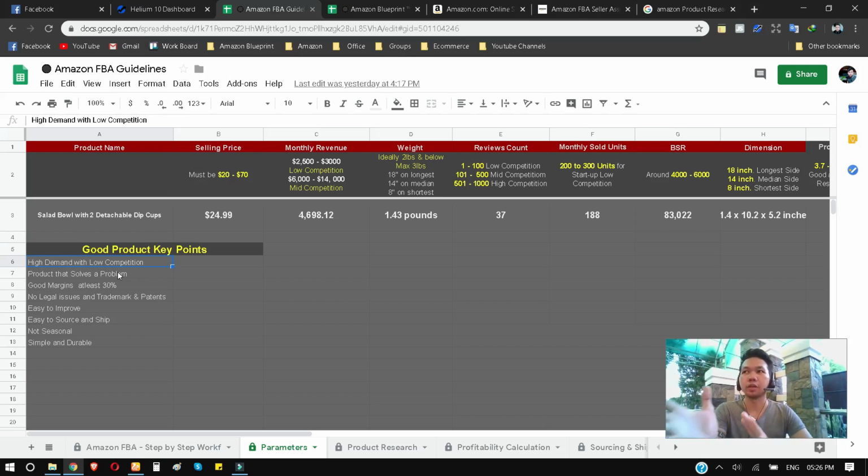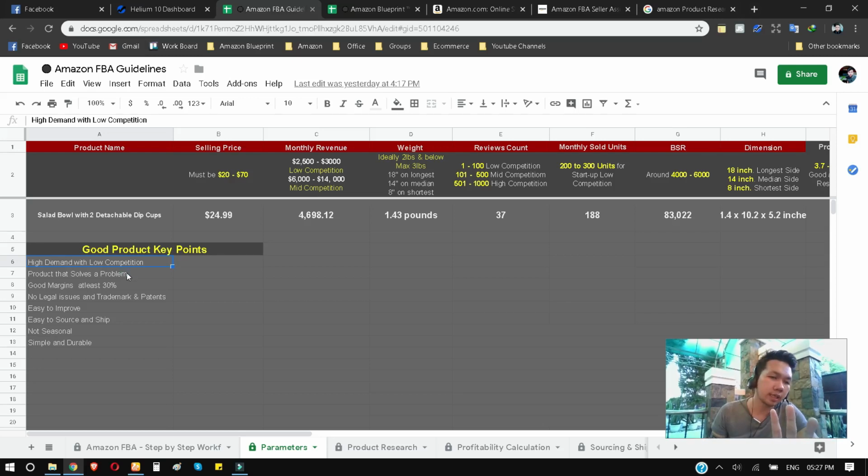Low competition, mainly because para mas madali mong ma-dominate yung market na pinapasok nyo, alright? And you can just easily differentiate what are the things going on with the product. Having a low competition with a high demand will bring them, or you as a seller, a good profit sa kanilang business as an Amazon seller.